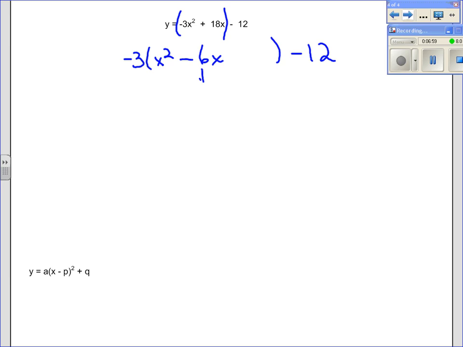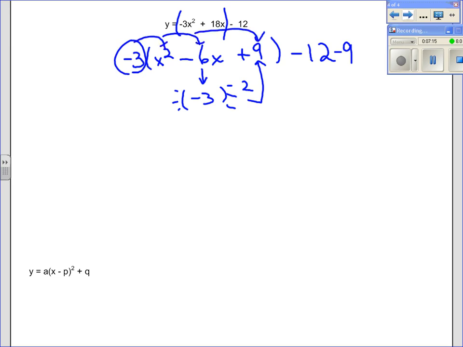Same thing as before. Divide that by 2. You get a minus 3. There's your magic number. Square it. Goes there. So there's plus 9. So of course on the outside here you want a minus 9, but don't forget that this distributes into all of them. So you have to multiply this by minus 3 as well. So what do you get? You get minus 3 times (x minus 3) squared, and look what you have here. You have minus 12 plus 27, which works out to be plus 15.